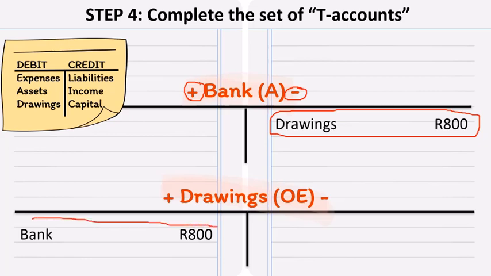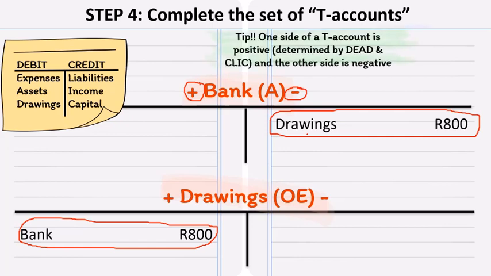And remember, in every account, you write the other account's name. So in bank, we wrote drawings. In drawings, we wrote bank, and you write the value. Then I just say to you, remember, if one side of the account is positive based on debt and click, then the other side is negative. And I would recommend that you always make your plus and minus signs at the top of each account. It just helps you to do the recording in the T accounts. Next example.